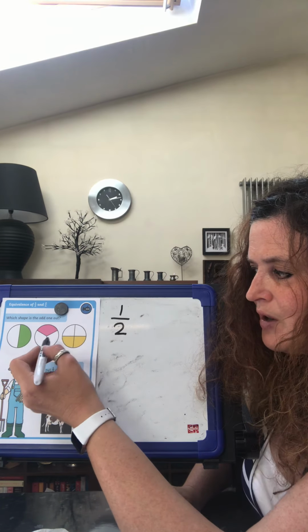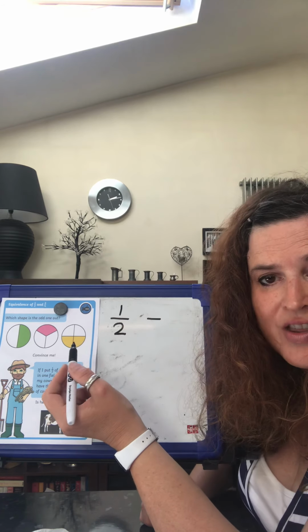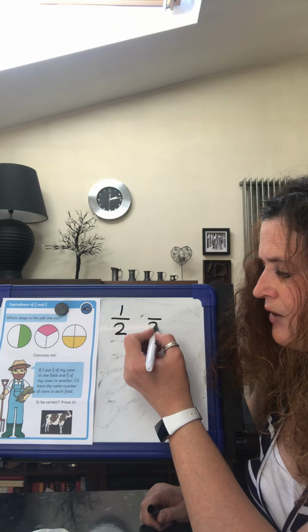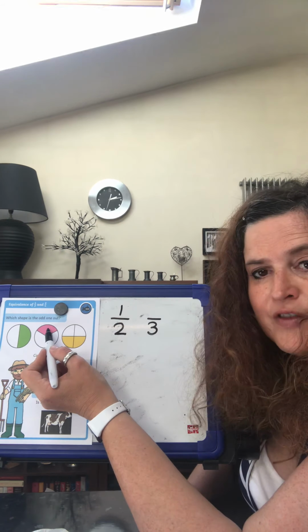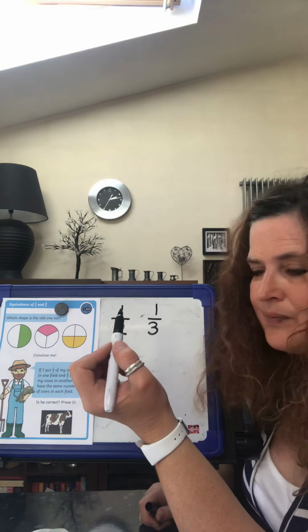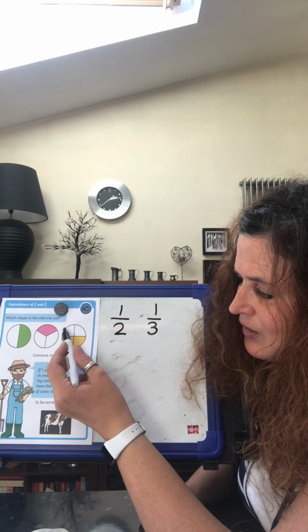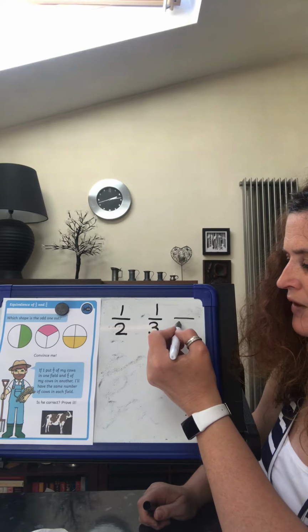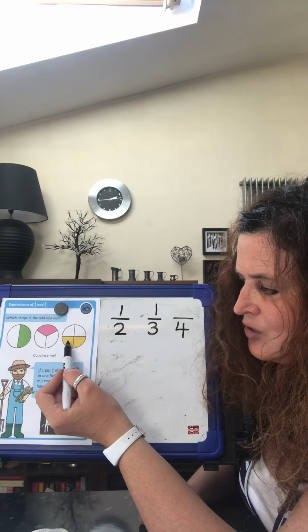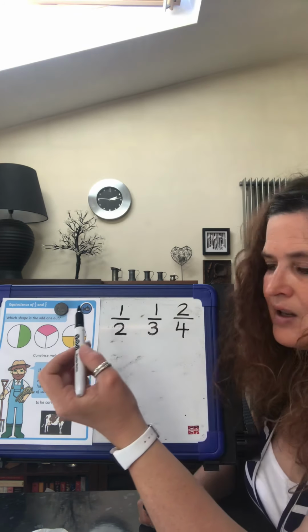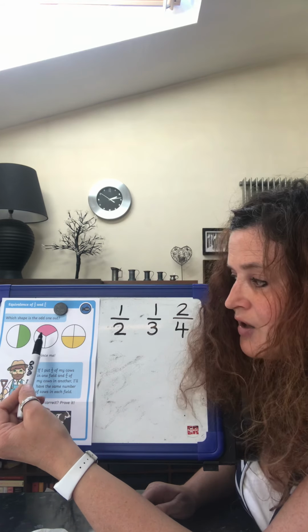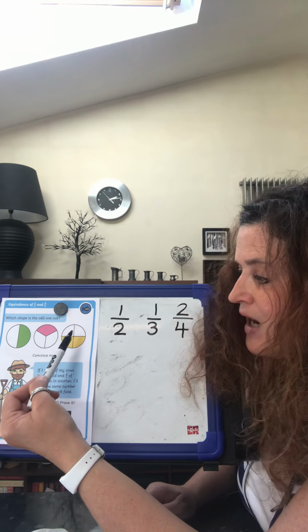What about this circle though? How many parts are there altogether? Well, there are 1, 2, 3 parts altogether, and 1 of them is shaded. And this circle shows 1, 2, 3, 4 parts altogether, and 2 of them are shaded. So in fact we've got a circle that is showing a half, a circle that is showing a third, and a circle that is showing 2/4.